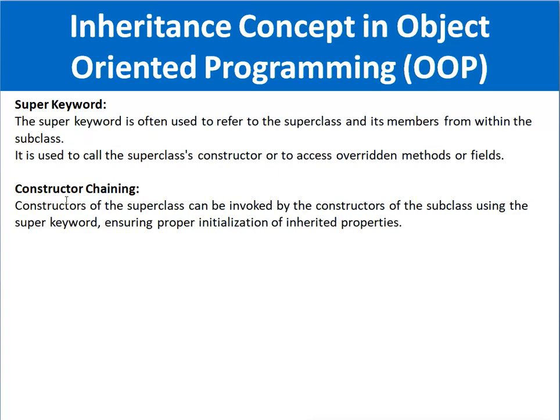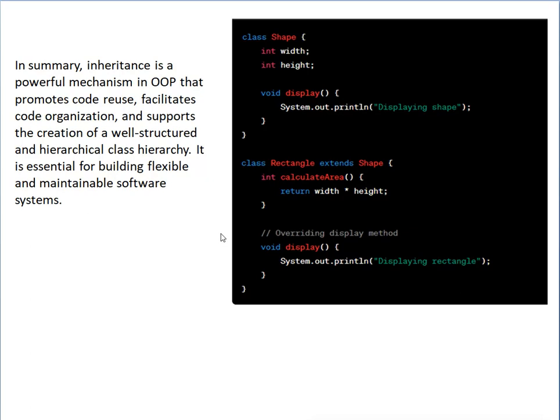Then the super keyword. The super keyword is often used to refer to the superclass and its members from within the subclass. It is used to call the superclass constructor, or to access overridden methods or fields. Constructor chaining: constructors of the superclass can be invoked by the constructors of the subclass using the super keyword, ensuring proper initialization of inherited properties. Inheritance is a powerful mechanism in object-oriented programming that promotes code reuse, facilitates code organization, and supports the creation of a well-structured class hierarchy. It is essential for building flexible and maintainable software systems.